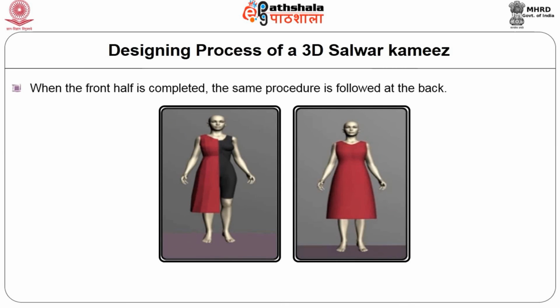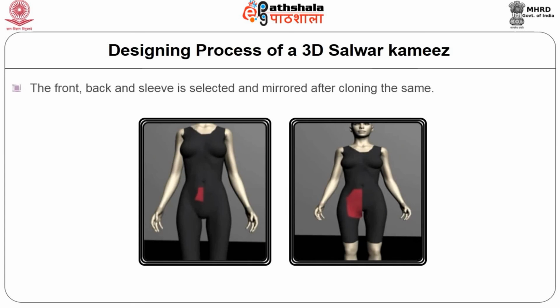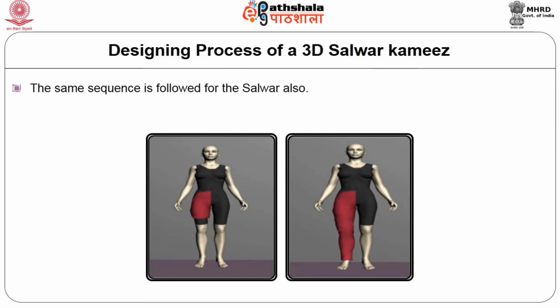When the front half is completed, the same procedure is followed at the back. The sleeve for the right hand is also prepared in a similar fashion. The front, back and sleeve are selected and mirrored after cloning the same. This same sequence is followed for the Salwar also.